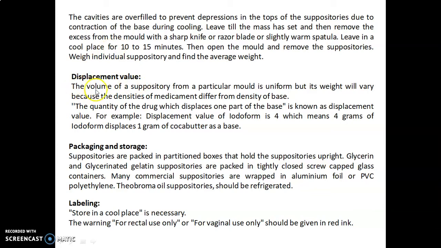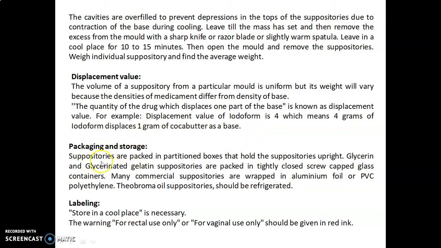Displacement value: the volume of a suppository from a particular mold is uniform but its weight will vary because the densities of the medicaments differ from the density of the base. The quantity of the drug which displaces one part of the base is known as the displacement value. For example, the displacement value of iodoform is 4, which means 4 grams of iodoform displaces 1 gram of cocoa butter as the base.